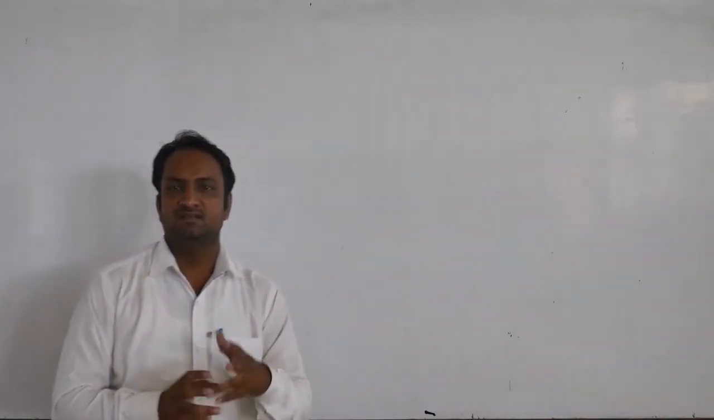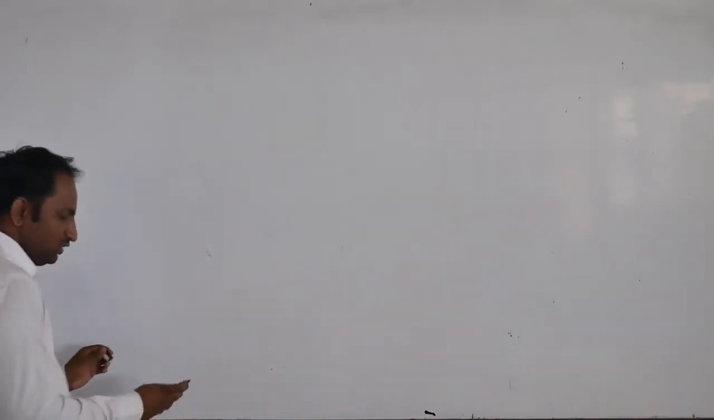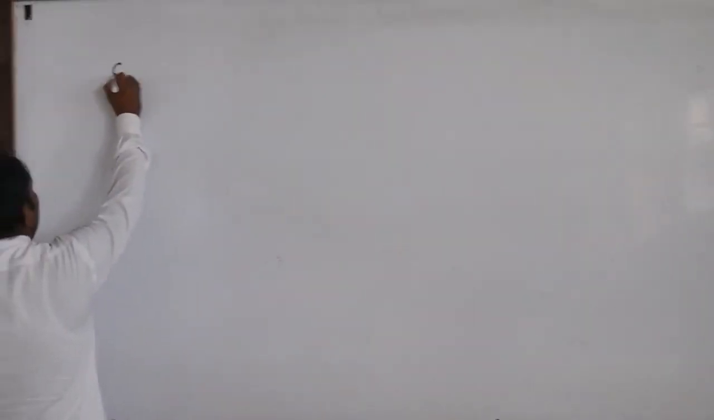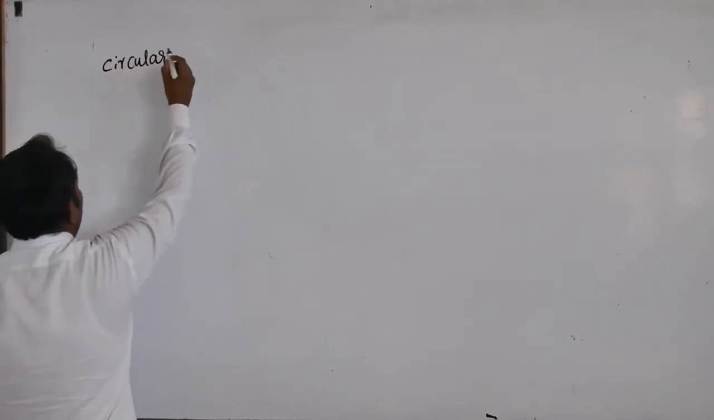This is the concept we discussed in the previous classes. Regarding that, we go to the next concept, circular permutation.